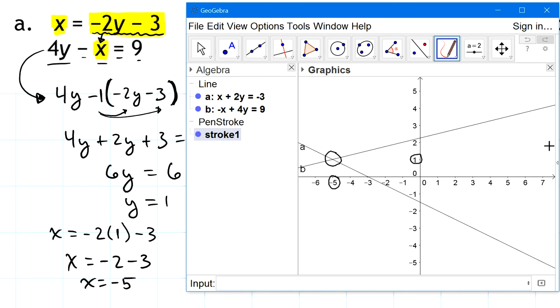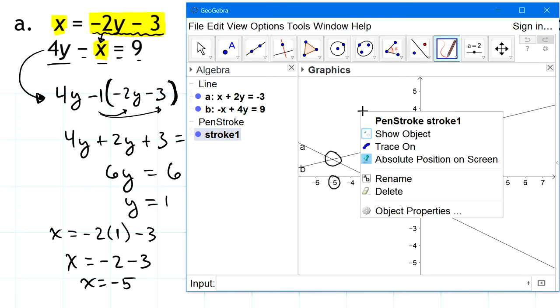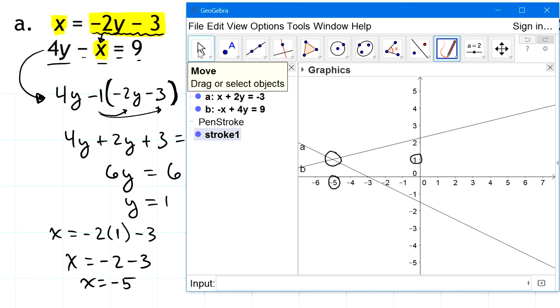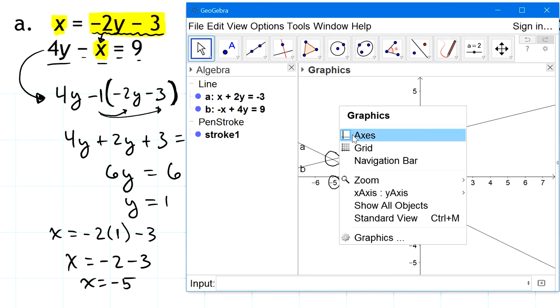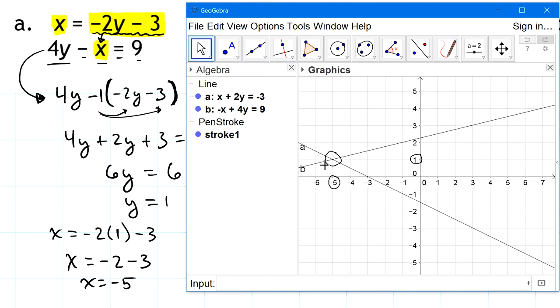It's kind of hard to see that. If I right-click this, I gotta have this tool on. I could right-click this and say show the grid. So you can see when the grid's on, it's definitely crossing right through there. So definitely that solution checks because it's the point where those two lines intersect. So that's one way to check a system. Let's move on to part B.